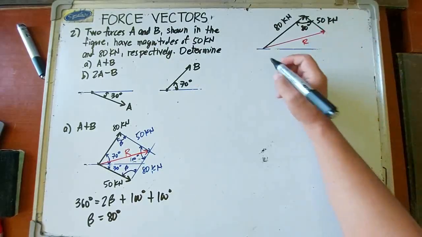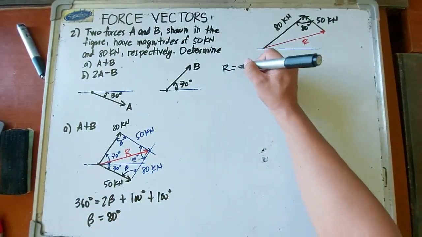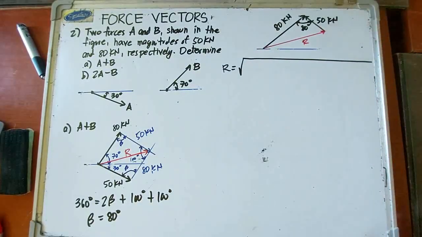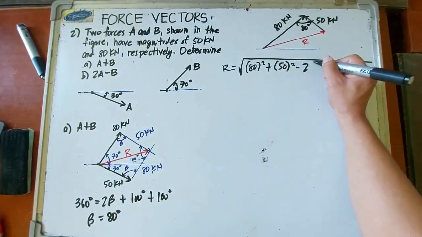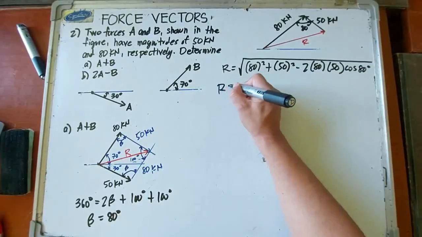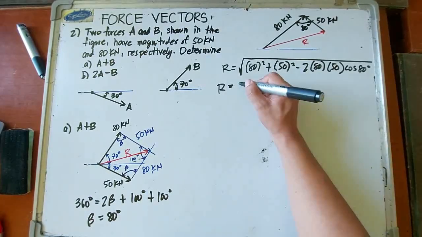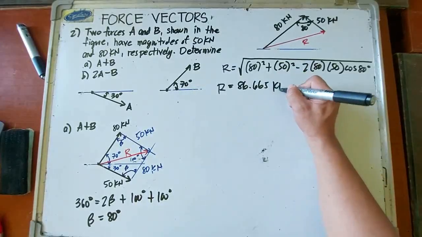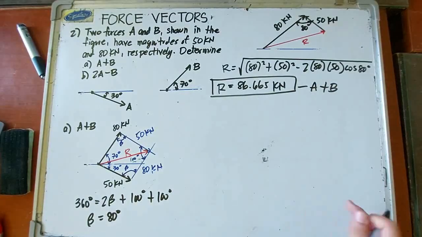So let's solve for the resultant force using cosine law, since we are given two sides and the included angle. The resultant is equal to the square root of 80 squared plus 50 squared minus 2 times 80 times 50 cosine of 80 degrees. So the resultant is equal to 86.665 kilonewtons. So this is A plus B, the vector sum of forces A and B.